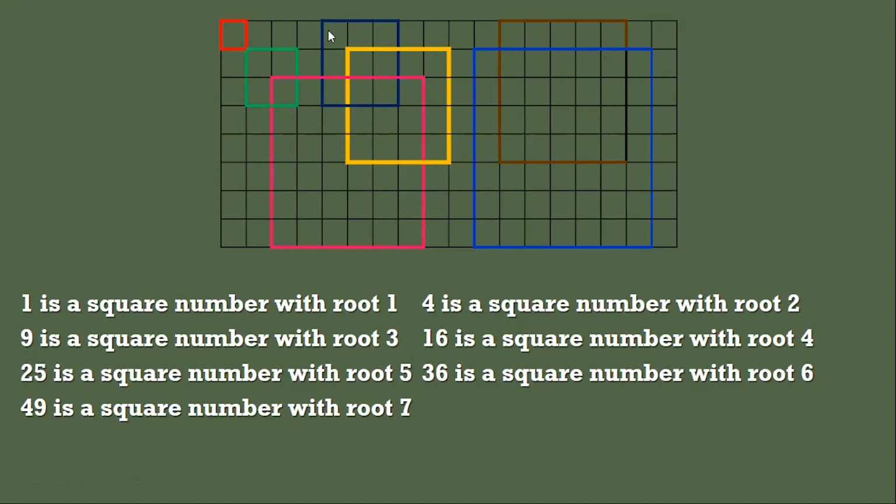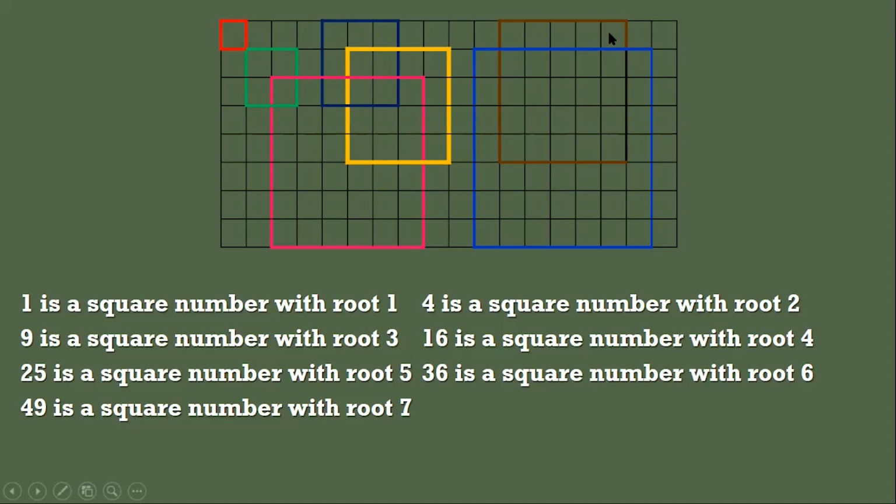Where's the 3? There's the 3. 3 is here. 3 times 3. 9 blocks. It's a real square. 4, we have it there. You can count 16 small squares.